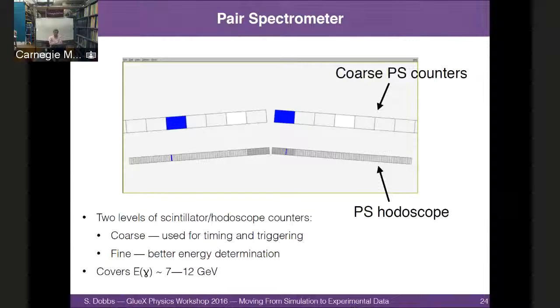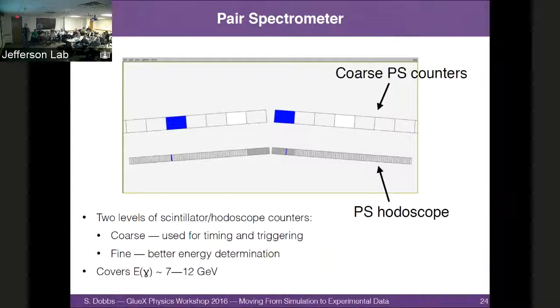Just briefly, here's an example event where you have an electron and a positron. What you look for is the matching of two hits that are in time in the coarse counters, and then use the fine counters to actually measure the energy. This gives us the ability to measure the photon flux for photon energies from 7 to 12 GeV.